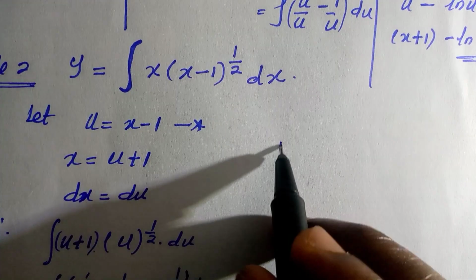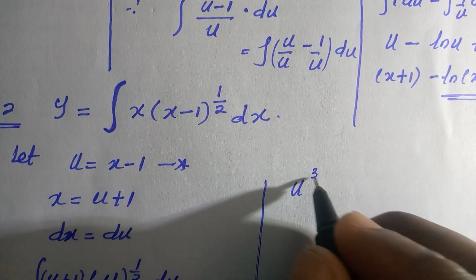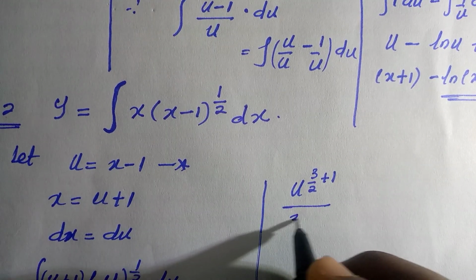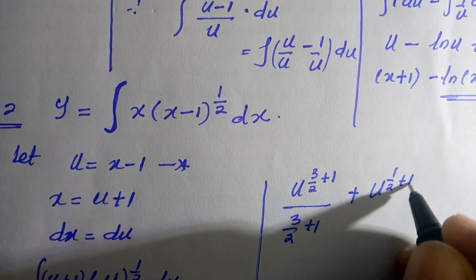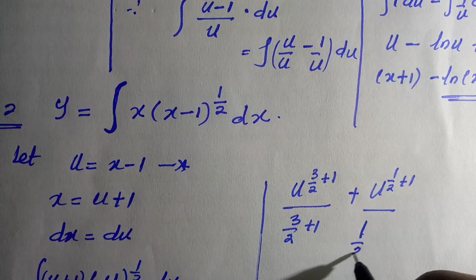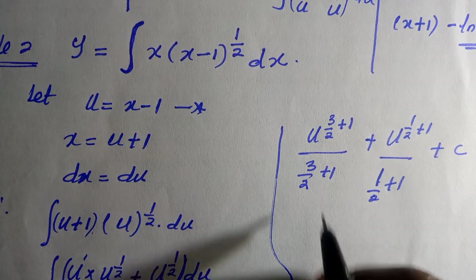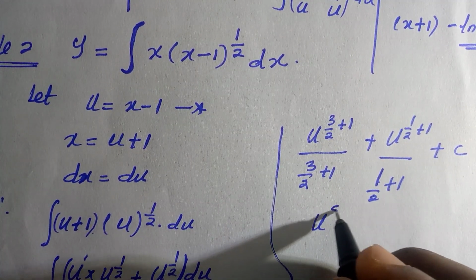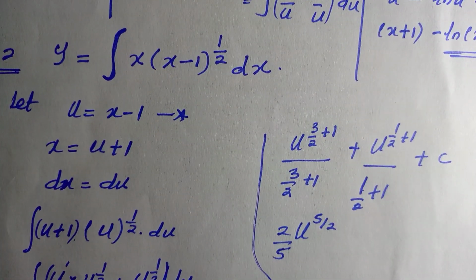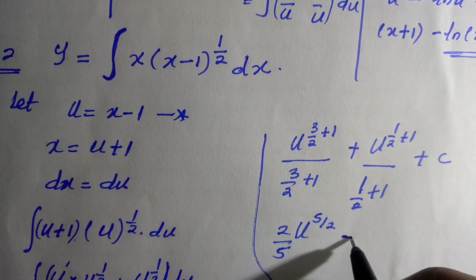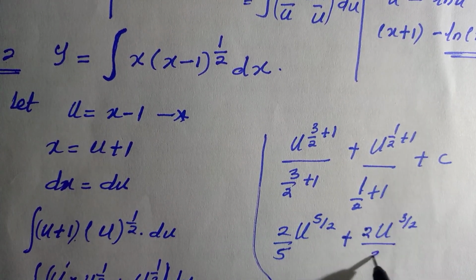And here we have the further result to be u raised to the power of 3 over 2 plus 1 when you integrate it, divided by 3 over 2 plus 1, and plus u raised to the power of 1 over 2 plus 1 divided by 1 over 2 plus 1 plus the constant. And by doing the further simplification, the result here is going to be u raised to the power of 5 over 2, and we take 2 up and we take 5 down, that is the reciprocal. And here is the plus u raised to the power of 3 over 2 as well, and we take 2 here and we take 3 down, plus the constant.